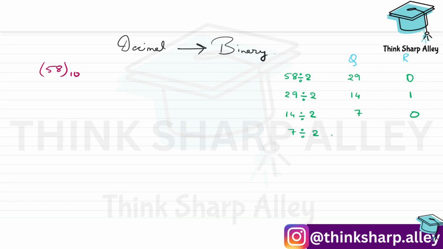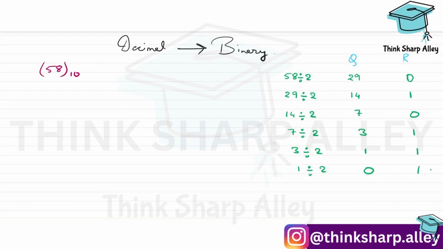So 7 divided by 2, remainder is 1. Again 3 divided by 2, remainder is 1. Finally 1 divided by 2, and here the division is not possible, so I'll go with 2 zeros are 0, so remainder is 1. And this comes to a stop now. The division continues till the quotient becomes 0.